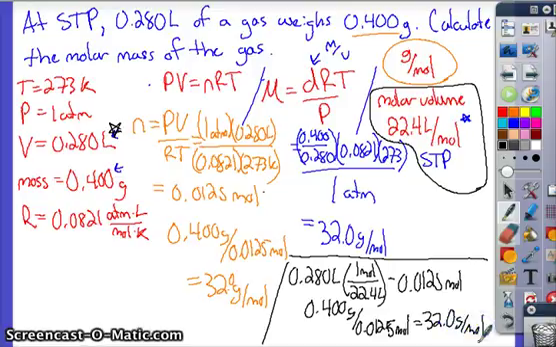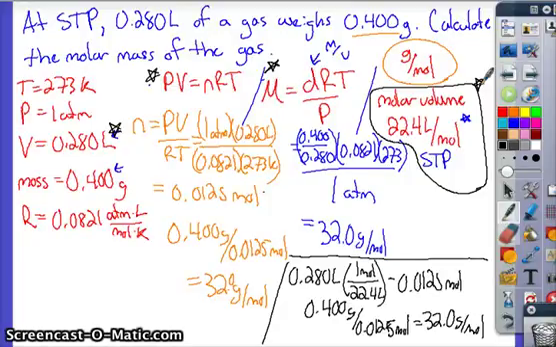So there are a number of ways that you can complete this problem. These two, you can always use, regardless of whether it's at standard temperature and pressure. Those two will always work out because they take into account the actual temperature, the actual pressure. The third, you can only use if it's at standard temperature and pressure. So if this problem had a pressure of 2 atmospheres, you would not be able to use the 22.4 liters per mole relationship.